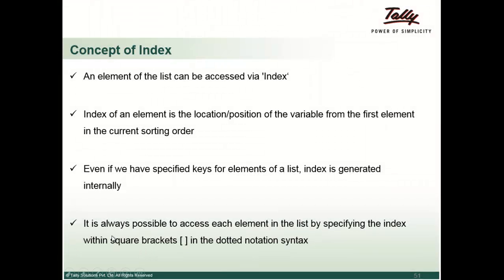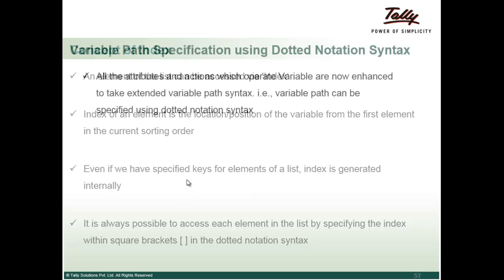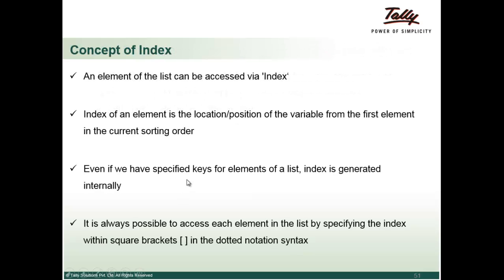Then they say that it is always possible to access each element in the list by specifying the index with square brackets in dotted notation syntax. We'll see what dotted notation syntax is. So this is the concept of index. When you see the concept of key, the key is a string. Key is a default type string which is given by the user for each instance of list variable. If the user wants to give a key, he can give one. It is optional. If he doesn't want to give a key, it's okay.